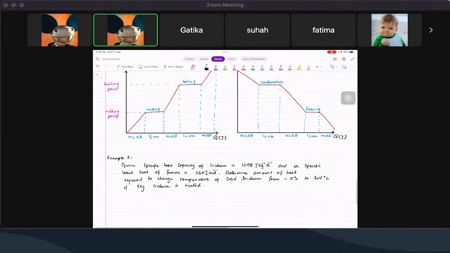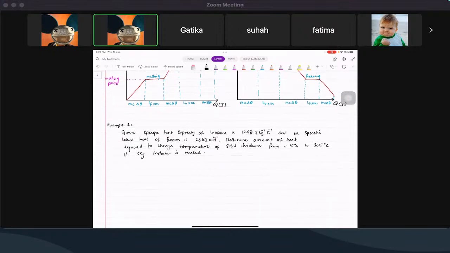Now they've also given the melting point of iridium, which is 2466 degrees Celsius, and the atomic mass of iridium is 192. Okay, is it clear? So this is the question.